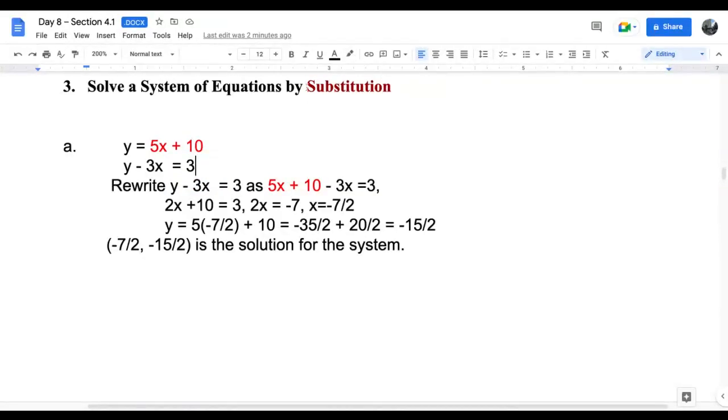Oh, hold on. This is the substitution method. With the substitution method, actually we can substitute right away. Right? We can rewrite y minus 3x equals 3. Oh, hold on a second. I have a question.